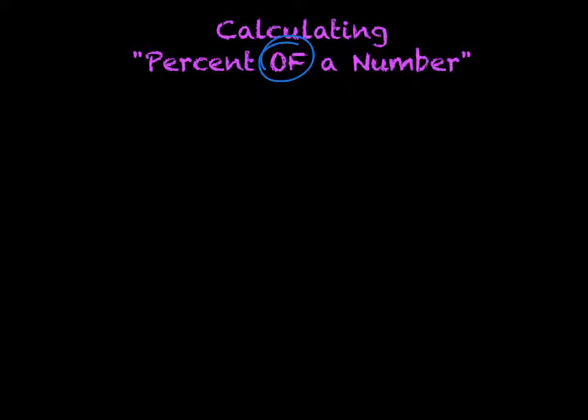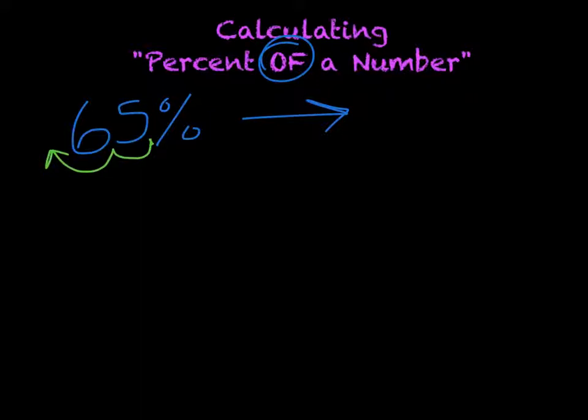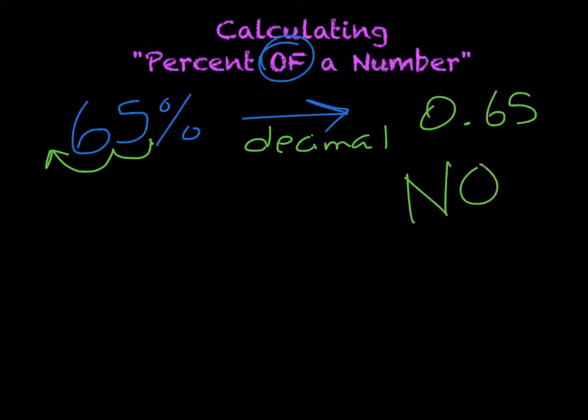First of all, I want to talk about what it means to calculate the percent of a number. If I just gave you a percent, such as 65%, and asked you to convert that into decimal form, I could take my decimal point, which in this case is at the end, and move it 2 places to the left. So 65% in decimal form equals 0.65. I did not just calculate the percent of a number. All I did was change it into decimal form.